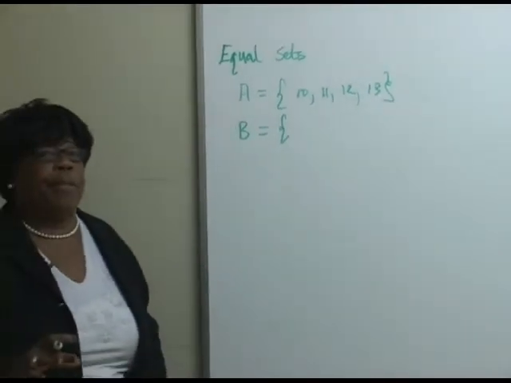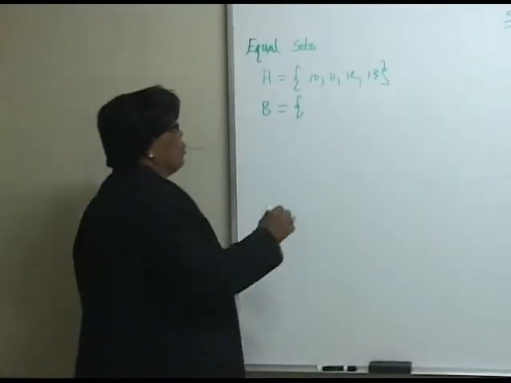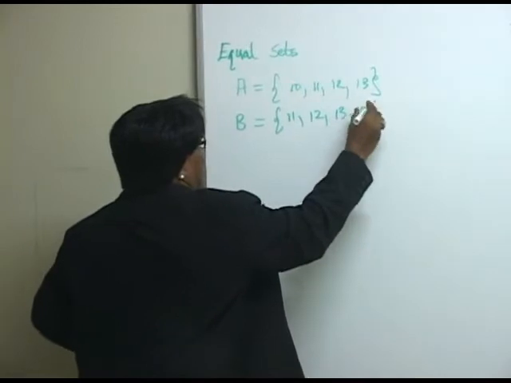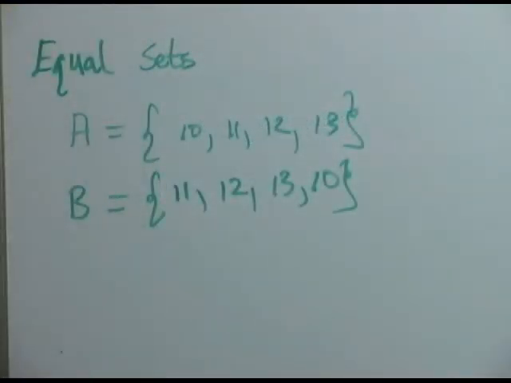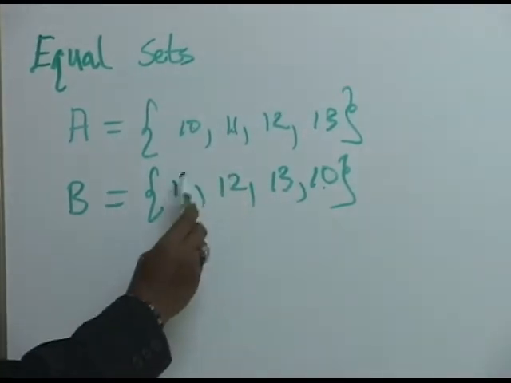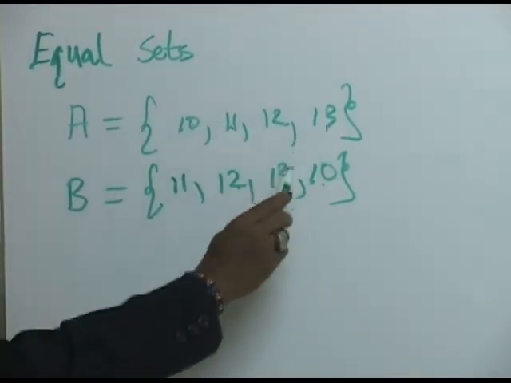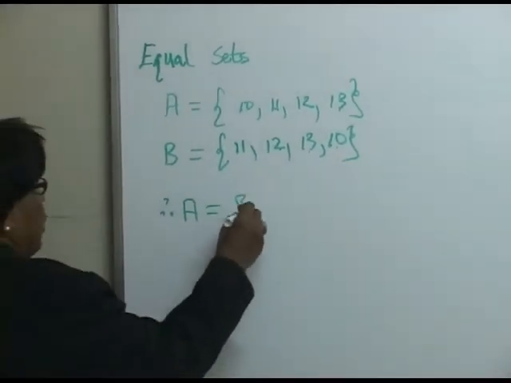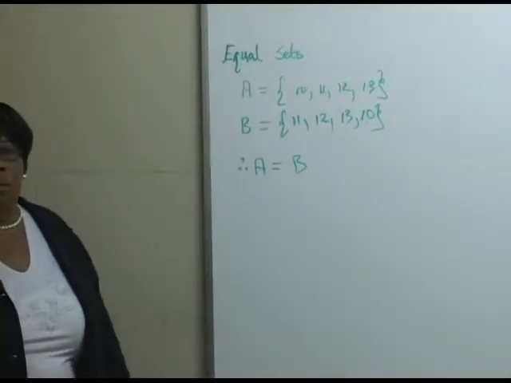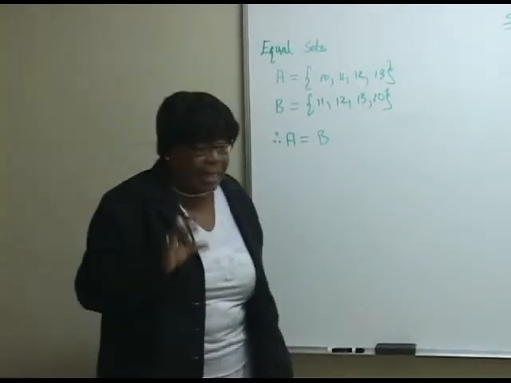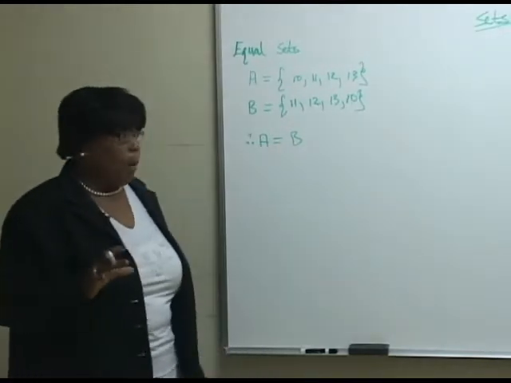The elements have got to be exactly the same, so that we can have 11, you can have 12, you can have 13, you can have 10, okay? The order in which they're written does not matter, but they must be identical. And this is how we say that the set A will be equal to set B. All right? So equal sets, they are identical, they have the same elements and the same number.